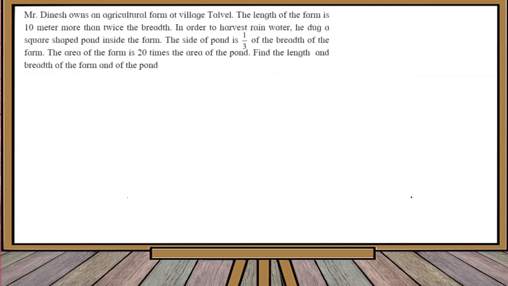Now this says Mr. Dinesh owns an agricultural farm at village Talwal. The length of the farm is 10 meters more than 2 times the breadth, that is twice the breadth. In order to harvest rainwater, he dug a square shaped pond inside the farm. Okay, now before this, first of all, let us draw the length and breadth of the agricultural farm.